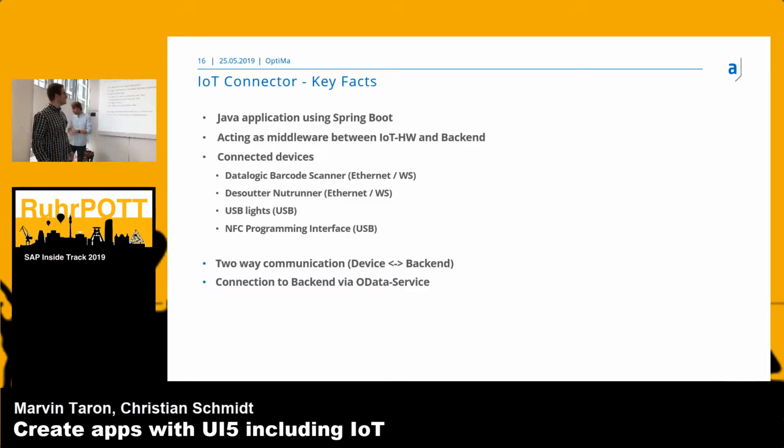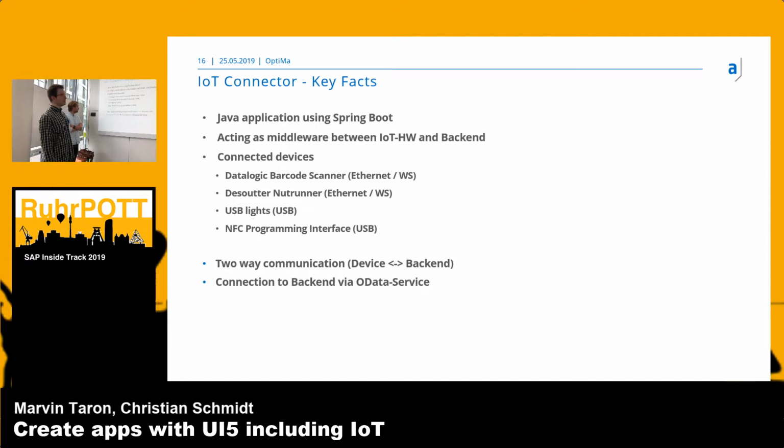Well, it connects IoT, obviously, but we see it as a middleware between our IoT hardware and our SAP ERP backend. We have some IoT devices connected to these single workplaces you have seen in the photo before. We have Datalogic barcode scanners. They are used to scan barcodes of the lighting material, so it all can be logged. We have a nut runner, which is also smart and writes all its validation values back to the SAP. We have a USB light with red, yellow, and green, just to show some statuses. And we've got an NFC programming interface.